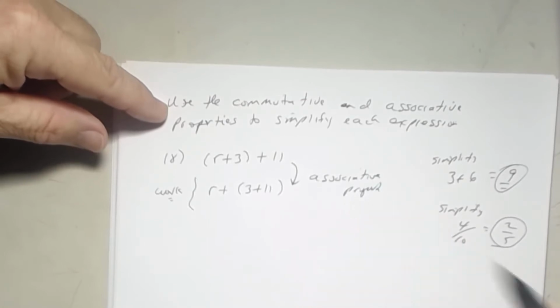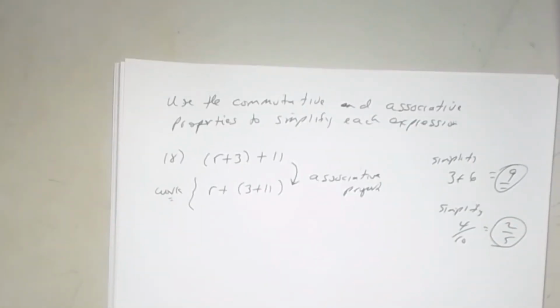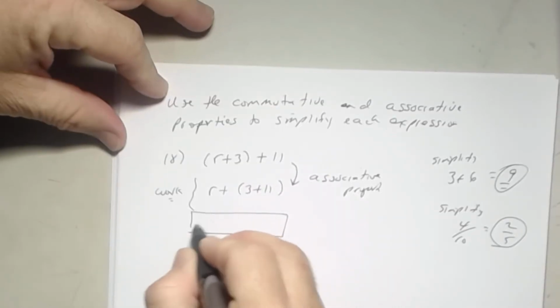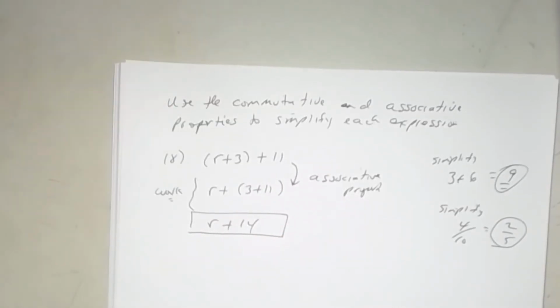And now I'm going to use the order of operations. What does the order of operations tell us to do? Parentheses first. What's 3 plus 11? And so the answer then is what? R plus 14. So there's your answer.